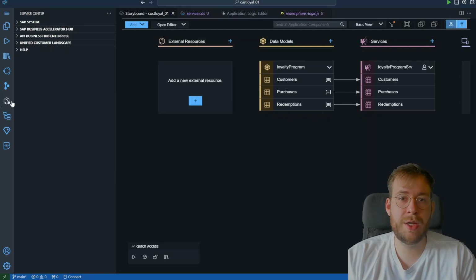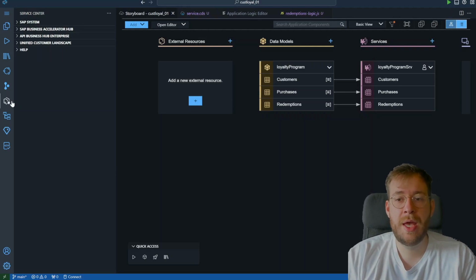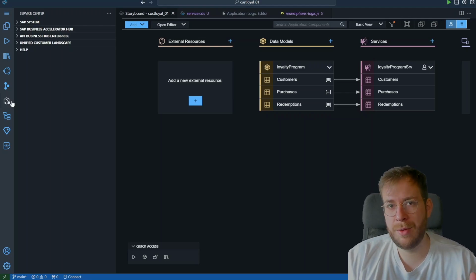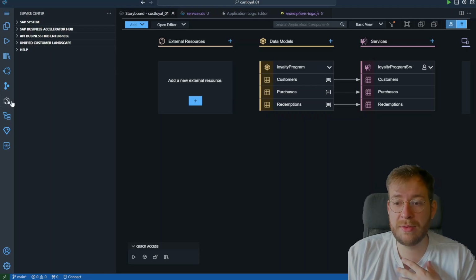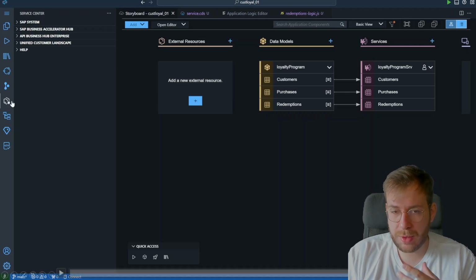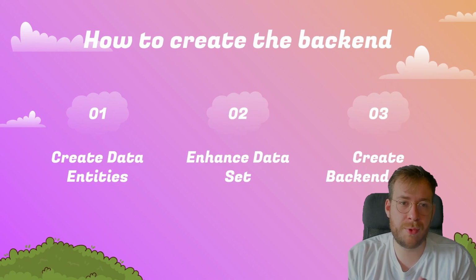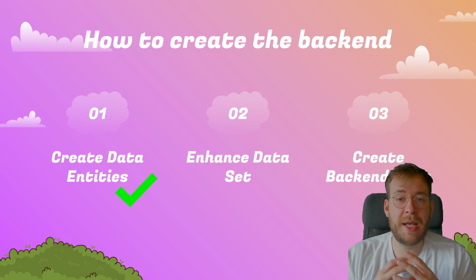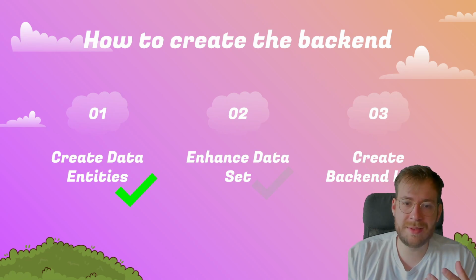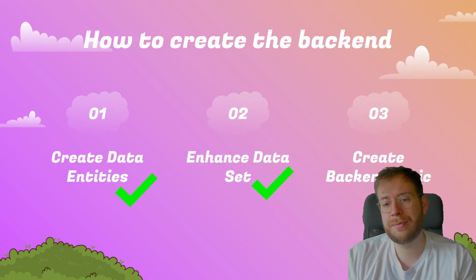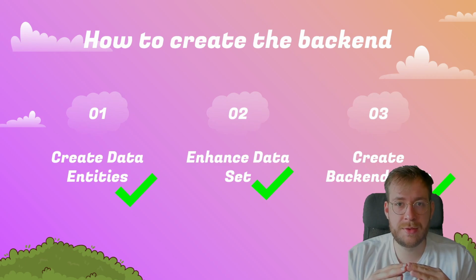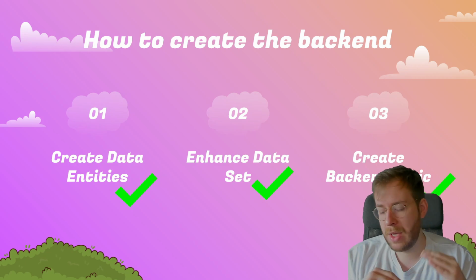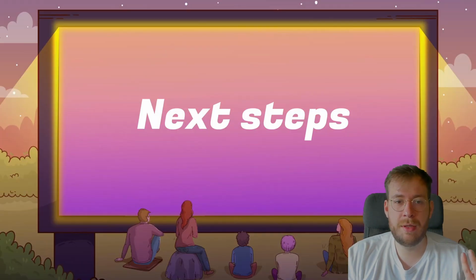You can see we have created some logic for both of our services, and now we could basically use this app if we would have some UI or some backend. And these are the next steps we could do in this project. But first, what have we done now? We have created some data entities, we have enhanced this data set using Joule, and we created a backend logic for the purchases and for the redemption of the points. Now, let's jump into our next steps.